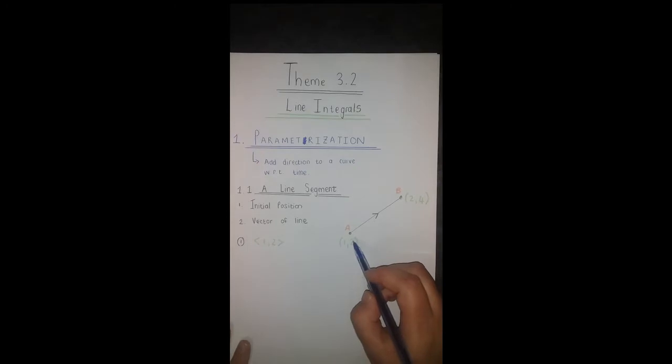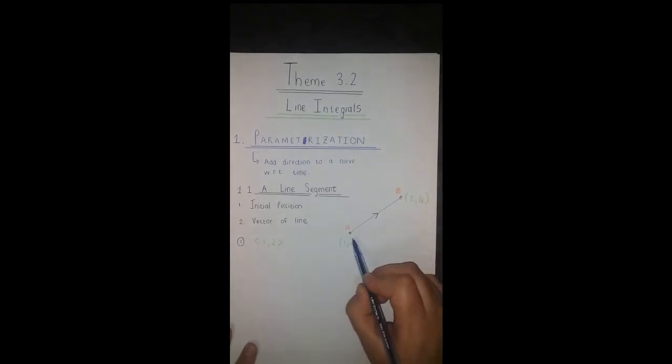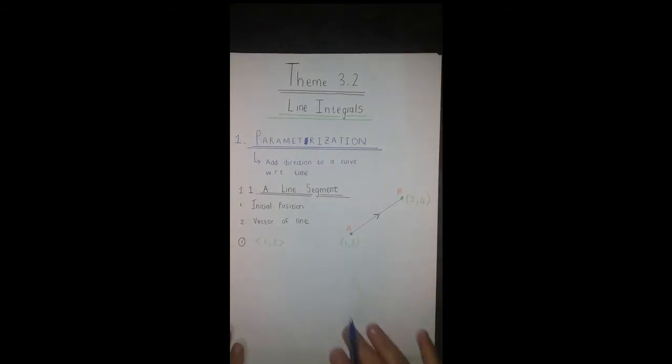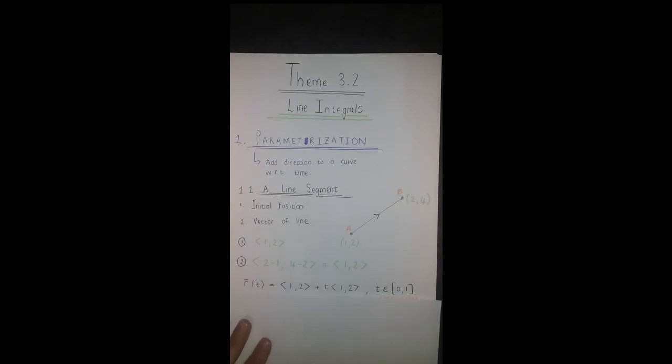So the initial position is (1, 2). To get a vector of a line, we just say the end point minus the beginning point, times t. So this is your vector that you got here from saying the end minus the beginning. And this is your parameterized line segment.